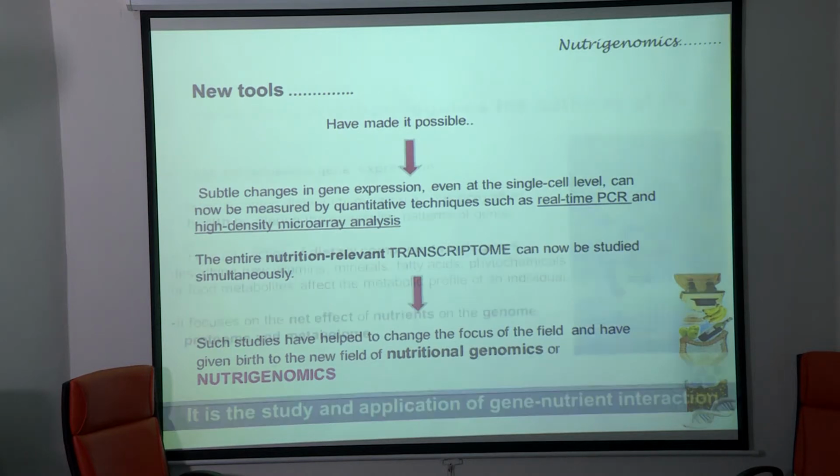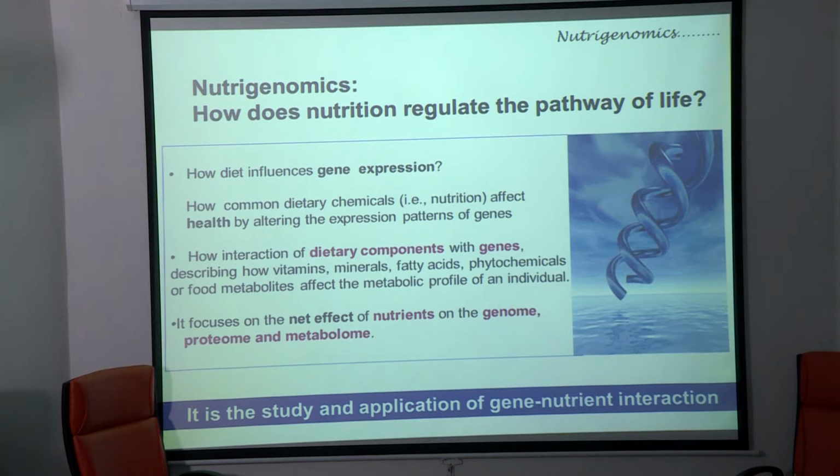So such studies have helped to change the focus of the field, and we now have a new field of nutritional genomics or nutrigenomics. And what is nutrigenomics? It is the study and application of nutrient-gene interactions. How does the food that you eat interact with the genes which are present in you? That interaction nobody had ever focused on. We just ate our food and we wanted to see what kind of benefit we were having. Are we feeling healthy or are we feeling sick? But why are we feeling healthy or why are we feeling sick? That interface was not clear. So that interface is what you're going to study through nutritional genomics, and it will be more accurately studied because now we have tools and techniques to study them accurately.